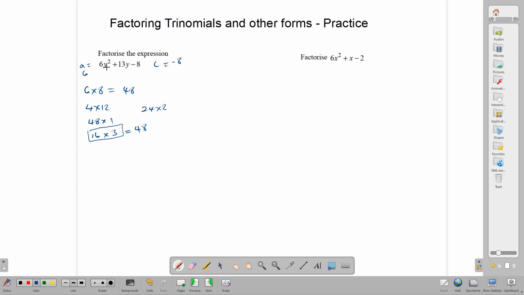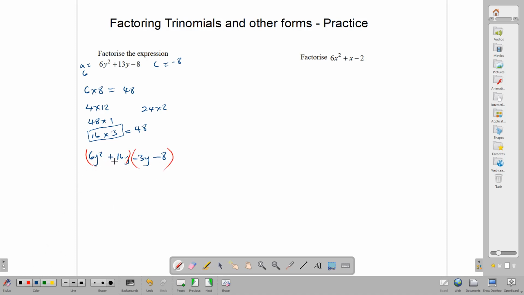So we are going to rewrite this expression and use these two numbers to break this 13y into two pieces. So we have 6y squared. Instead of writing 13y, we break it into two and write 16y minus 3y minus 8. Now we are going to group and factor. So we put those two together and these two together.